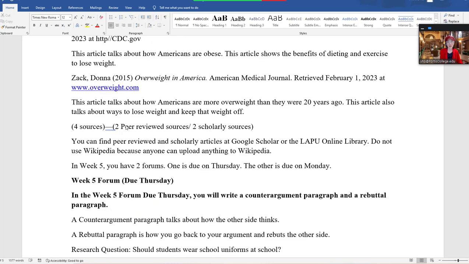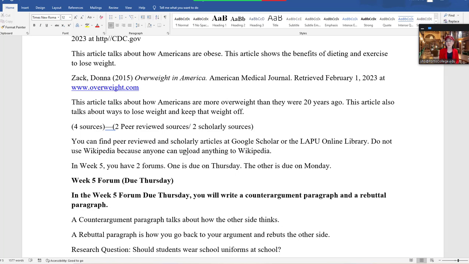Okay, so you need to have 4 sources: 2 peer-reviewed sources and 2 scholarly sources. You can find these scholarly and peer-reviewed sources at Google Scholar or on the LAPU online library. Do not use Wikipedia because anyone can upload anything to Wikipedia. If you want to find peer-reviewed articles on Google Scholar, just type in your topic, then type in the words peer review, and then press submit, and then you will get all the peer-reviewed articles. So that's basic. Don't use regular Google.